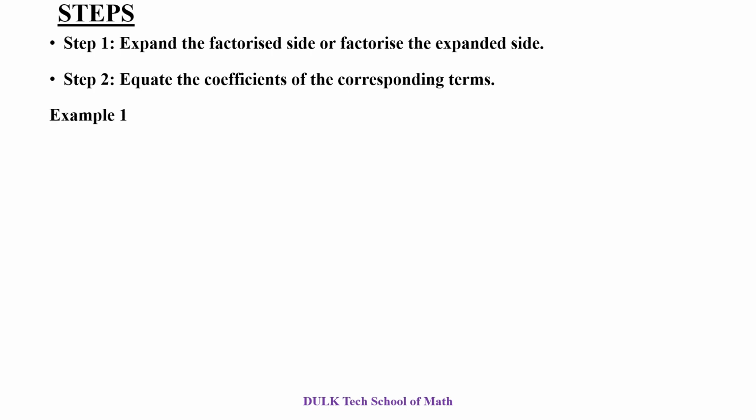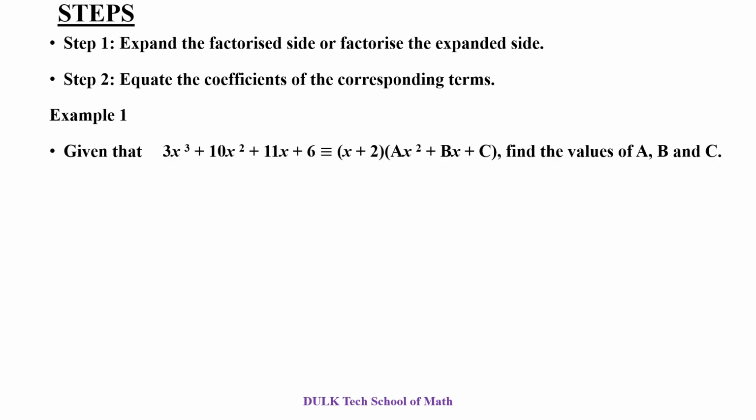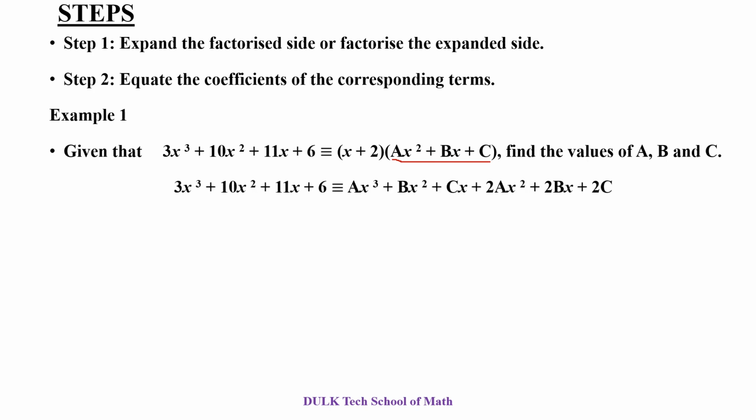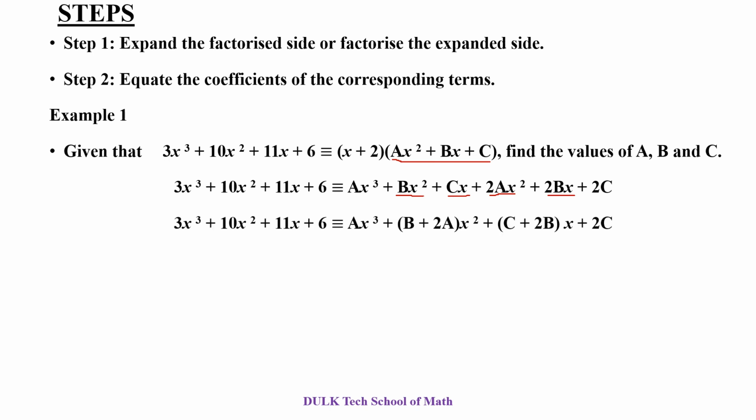Let's move on to our first example, where we'll be asked to find the value of a, b, and c given this identity. So we are going to expand the right hand side. We are going to remove the brackets, x multiplying everything in these brackets, plus 2 as well, multiplying everything in the same brackets, like this. If you look at bx squared and 2ax squared, these two are like terms, so we can collect them and factor out the common factor. Likewise we have cx, which is also a like term of 2bx, so we can collect them and take out x, like this.